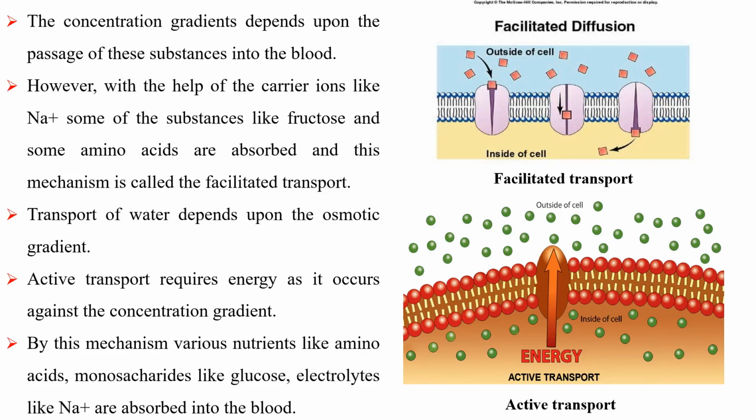Active transport requires energy as it occurs against the concentration gradient. By this mechanism, various nutrients like amino acids, monosaccharides like glucose, and electrolytes like sodium ions are absorbed into the blood.